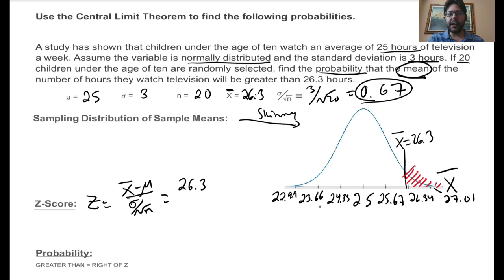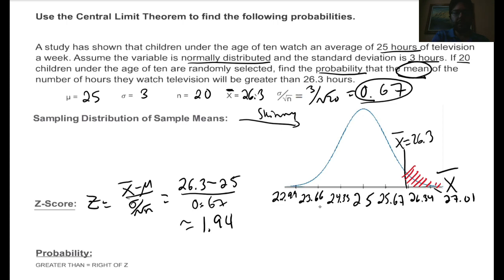Okay, so we're going to go ahead and plug in x bar, 26.3, minus mu, which is 25, divided by sigma over square root of n, which was 0.67. So we're going to go ahead and get that value. This is a 0.67. Apologize for the handwriting there. All right, we get 1.94. So that's going to be my z-score.